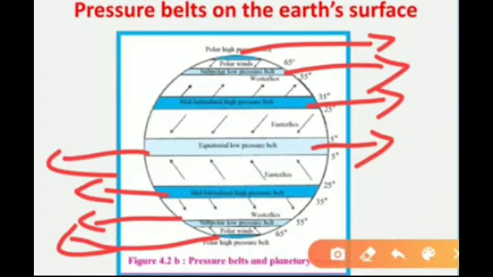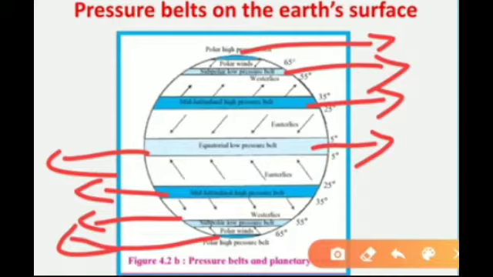So look at this diagram over here, students. See, in the middle there is the equator, the equatorial low pressure belt. The upward portion is the north portion and the downward portion is the south portion. So students, in the north portion also we can see the equatorial low pressure belt, mid latitudinal high pressure belt, subpolar low pressure belt and polar high pressure belt.